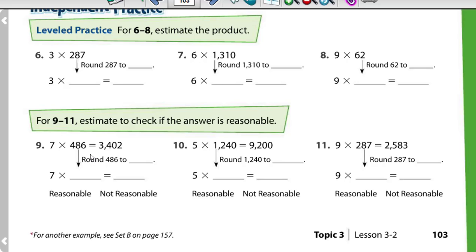And here in this one, estimate to check the answer is reasonable. So in this case we will do the same. We will round first and after that we will multiply to get the answer, which is called the product. Okay, and after that we will see this answer. As you can see, it's answered in here. We have a product already, 3,402. We will see if this is reasonable or not reasonable, if it's near or not to the estimate.